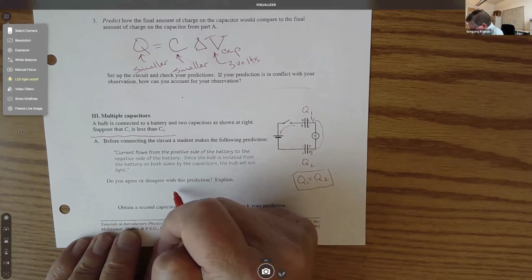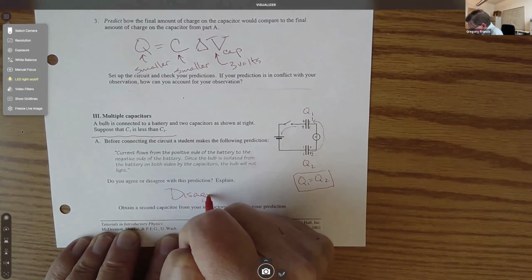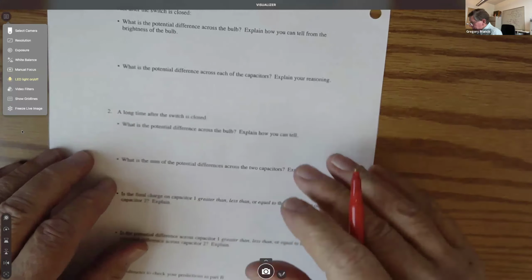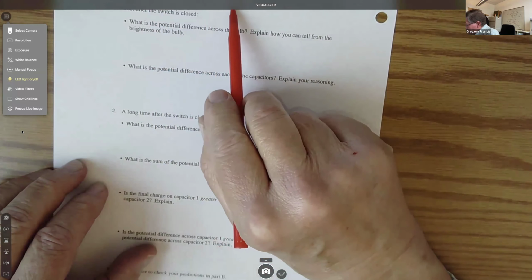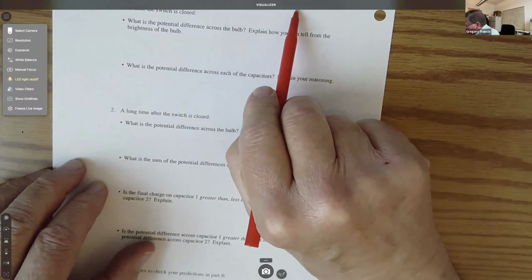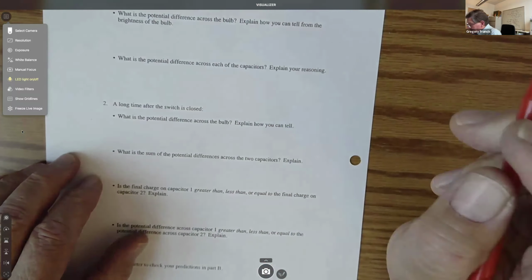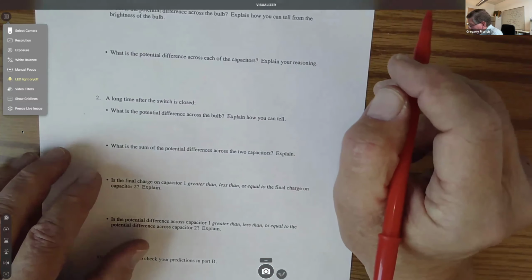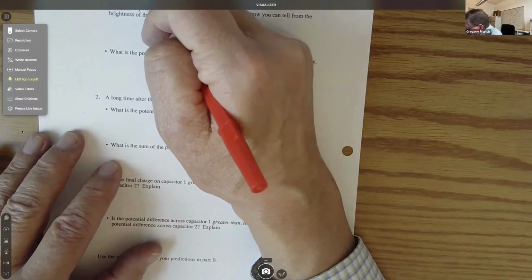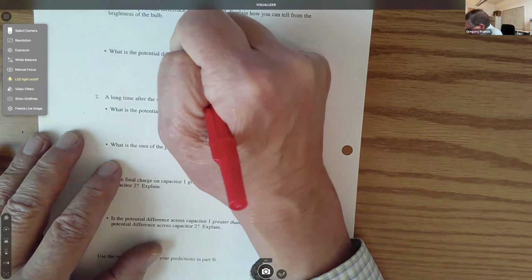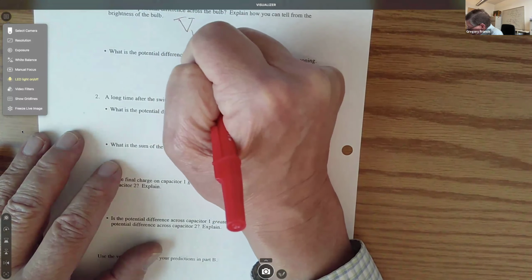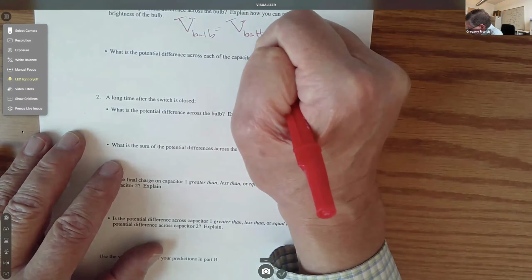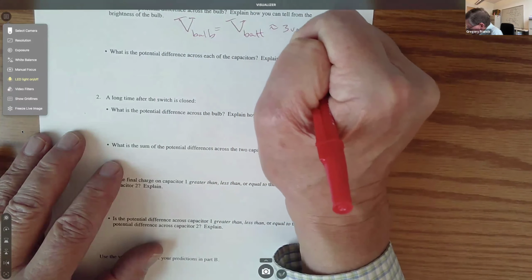We disagree and we checked our prediction. Okay, last page. Make the following predictions on the basis of your observation of this circuit. Do not use a voltmeter. Just after the switch is closed, what is the voltage difference across the bulb? Well, right after the switch is closed, the voltage difference across the bulb is equal to the voltage difference across the battery, which we found was about 3 volts.